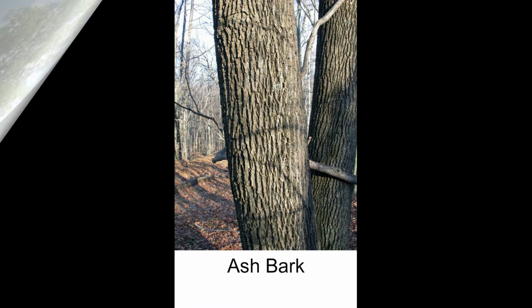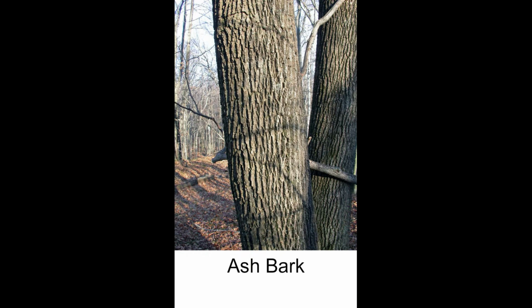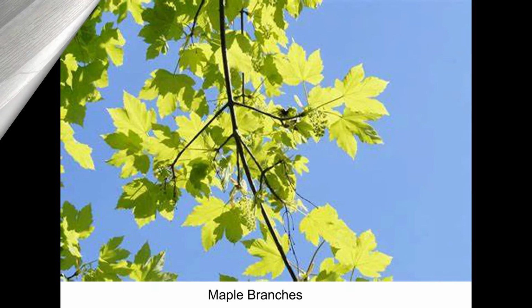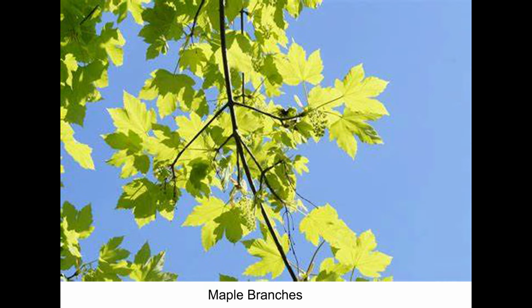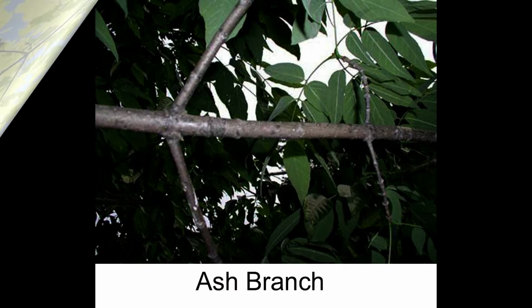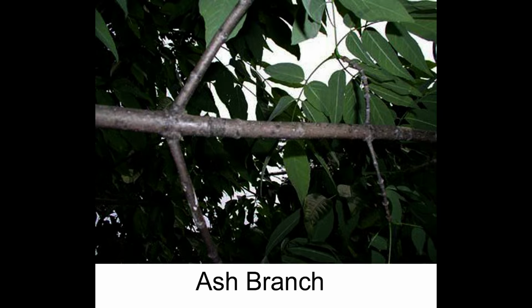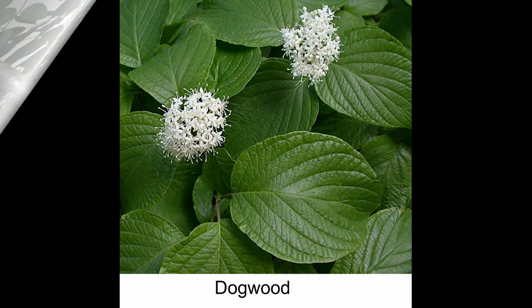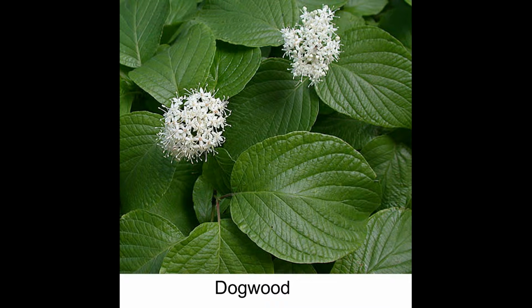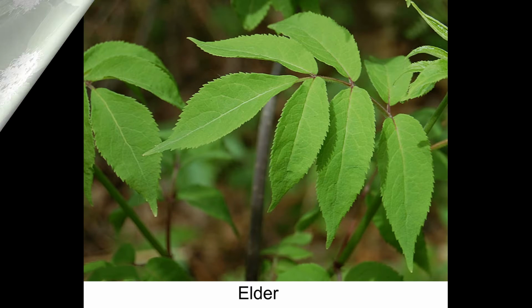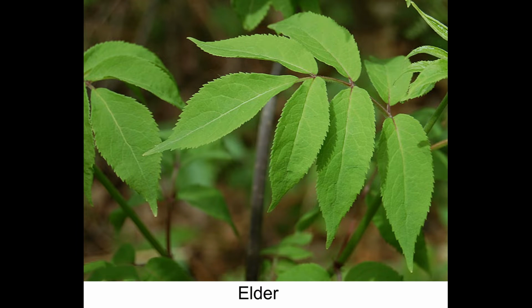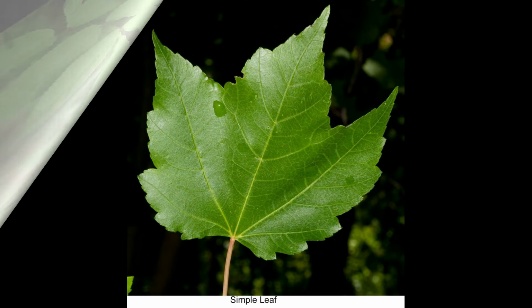As we mentioned in the last video, the 4 genera that are opposite are the maples, the ashes, the dogwoods, and the elders, easily remembered by the acronym MADE, M-A-D-E.